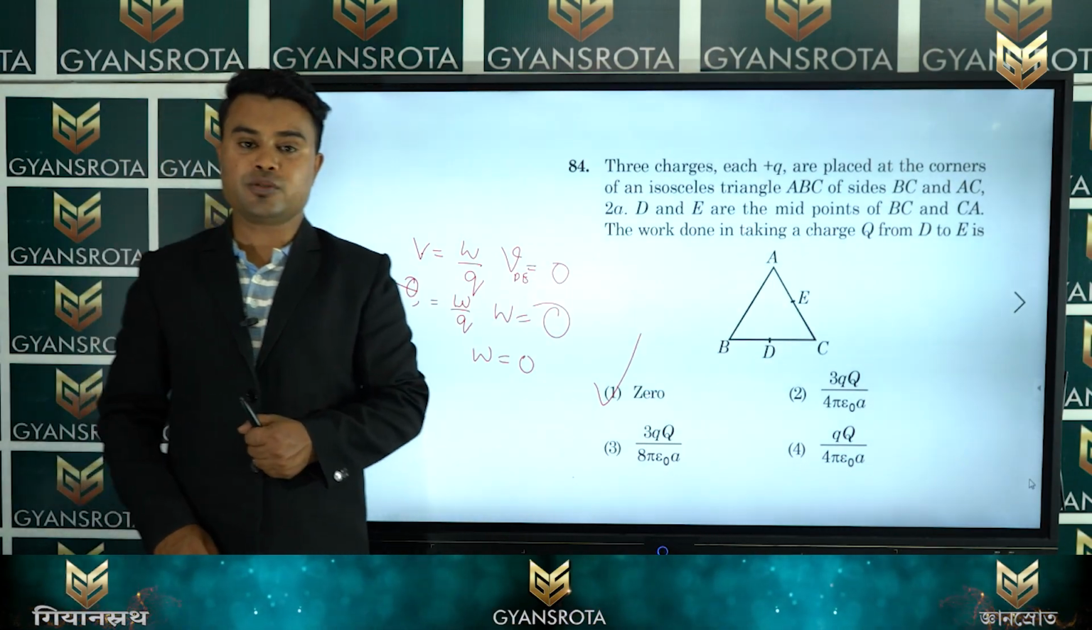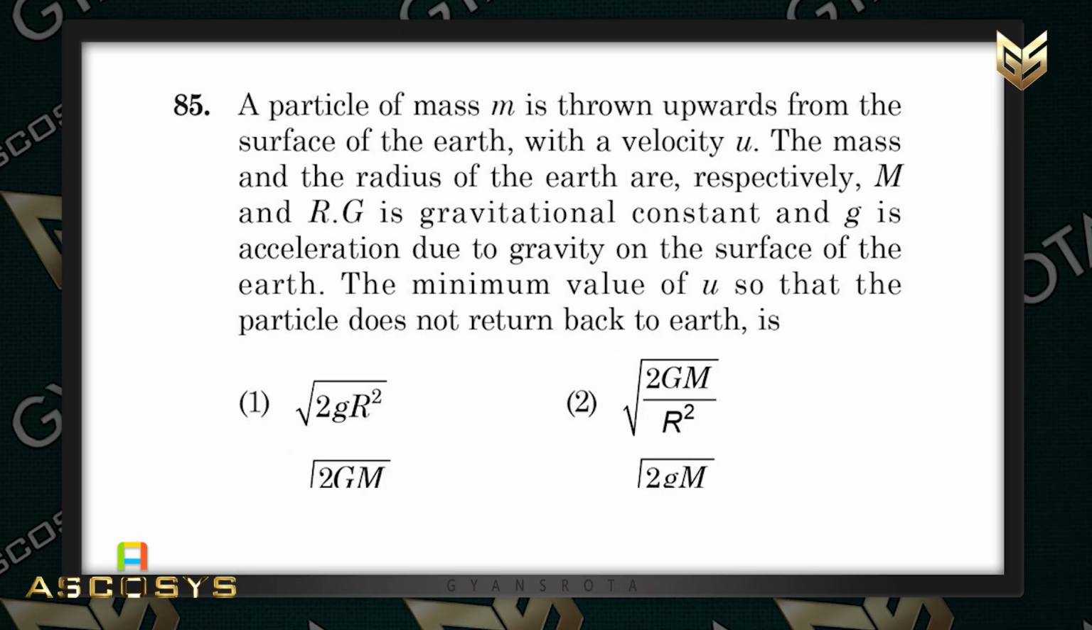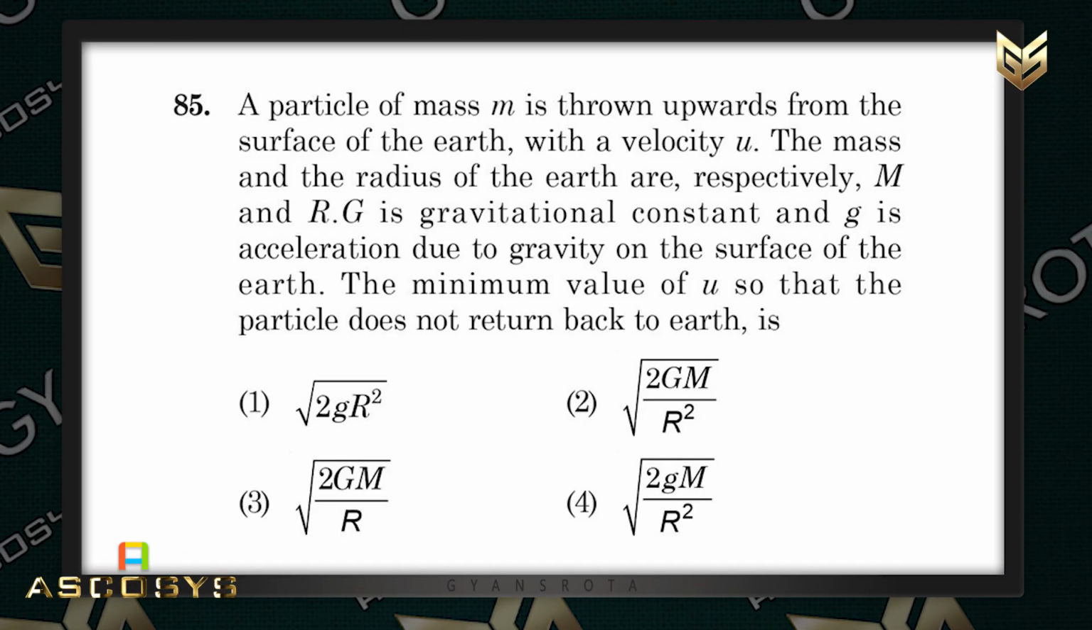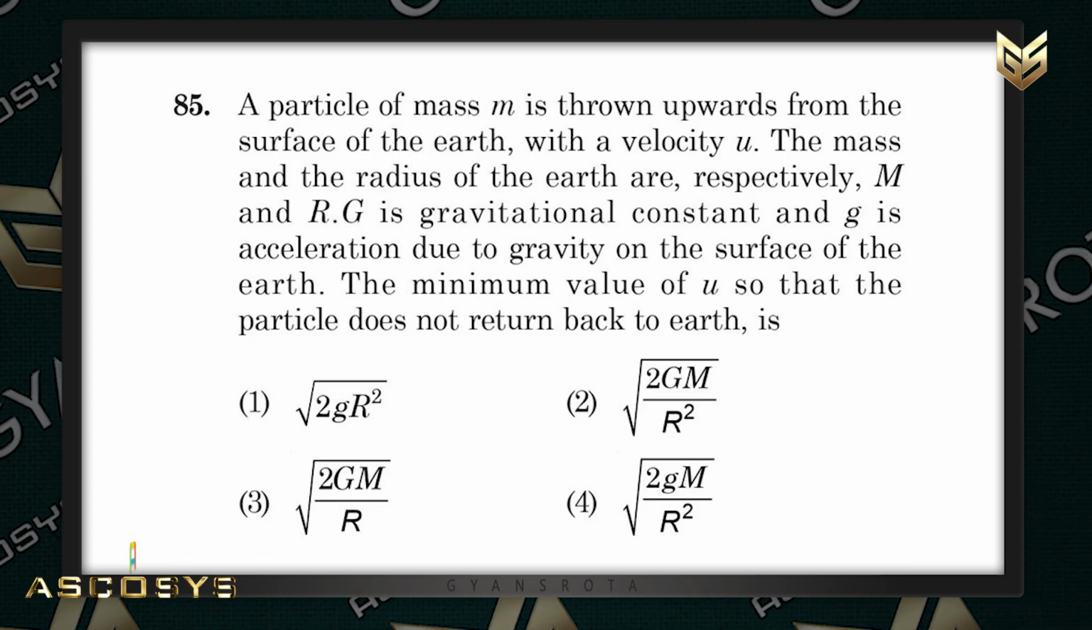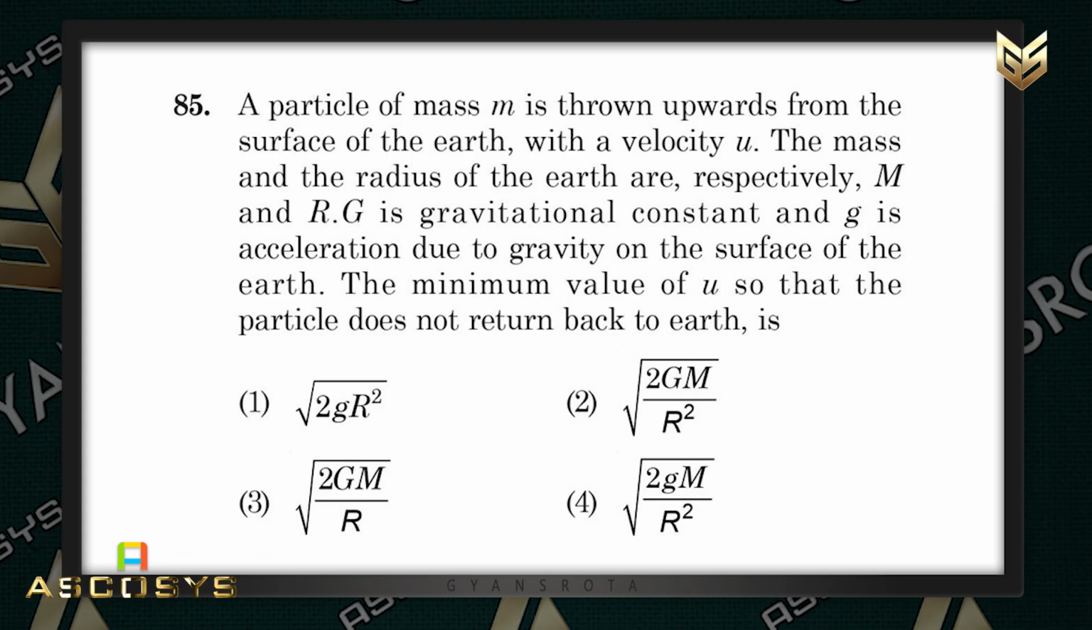Now let us move to the next question, that is question number 85. A particle of mass m is thrown vertically upward from the surface of the earth with a velocity u. The mass and the radius of the earth are respectively m and r. G is the gravitational constant and small g is the acceleration due to gravity on the surface of the earth. The minimum value of u so that the particle does not return back to earth.